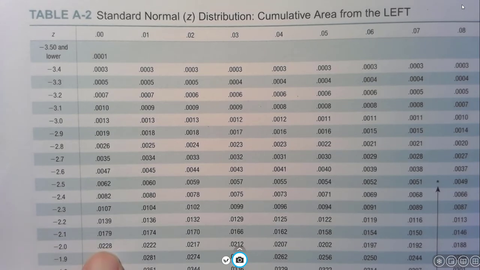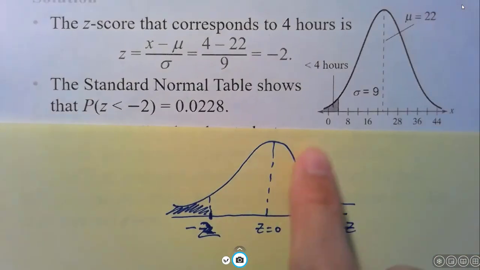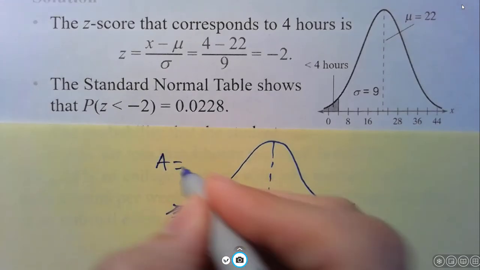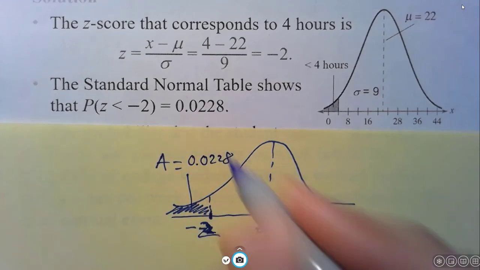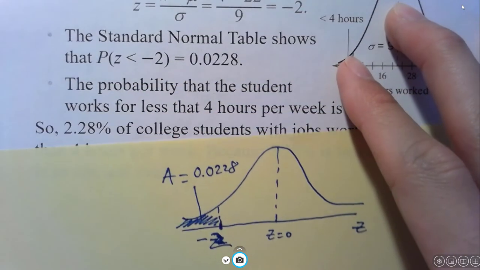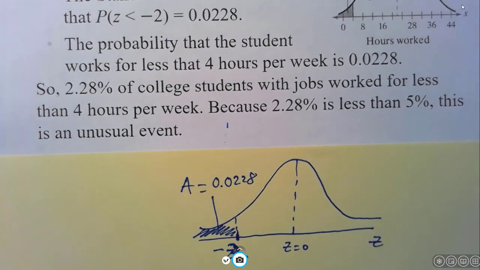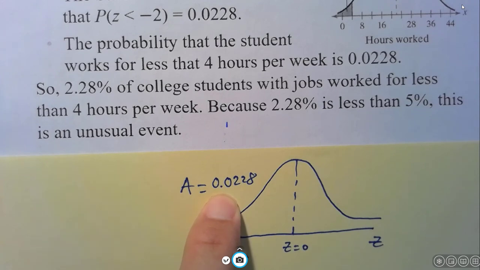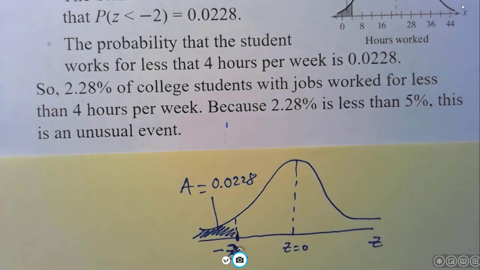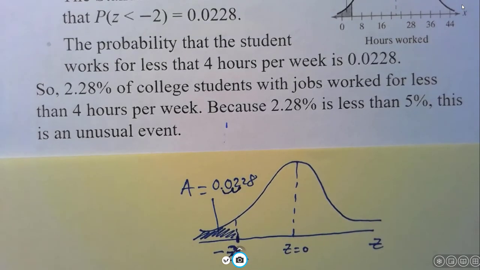0.0228 is the area to the left side of minus 2. So that is the area right here, 0.0228 to the left of minus 2. Then we can conclude that the probability that a student works for less than 4 hours per week is 0.0228. Converting it back to a percentage, 2.28% of college students with jobs work less than 4 hours per week.